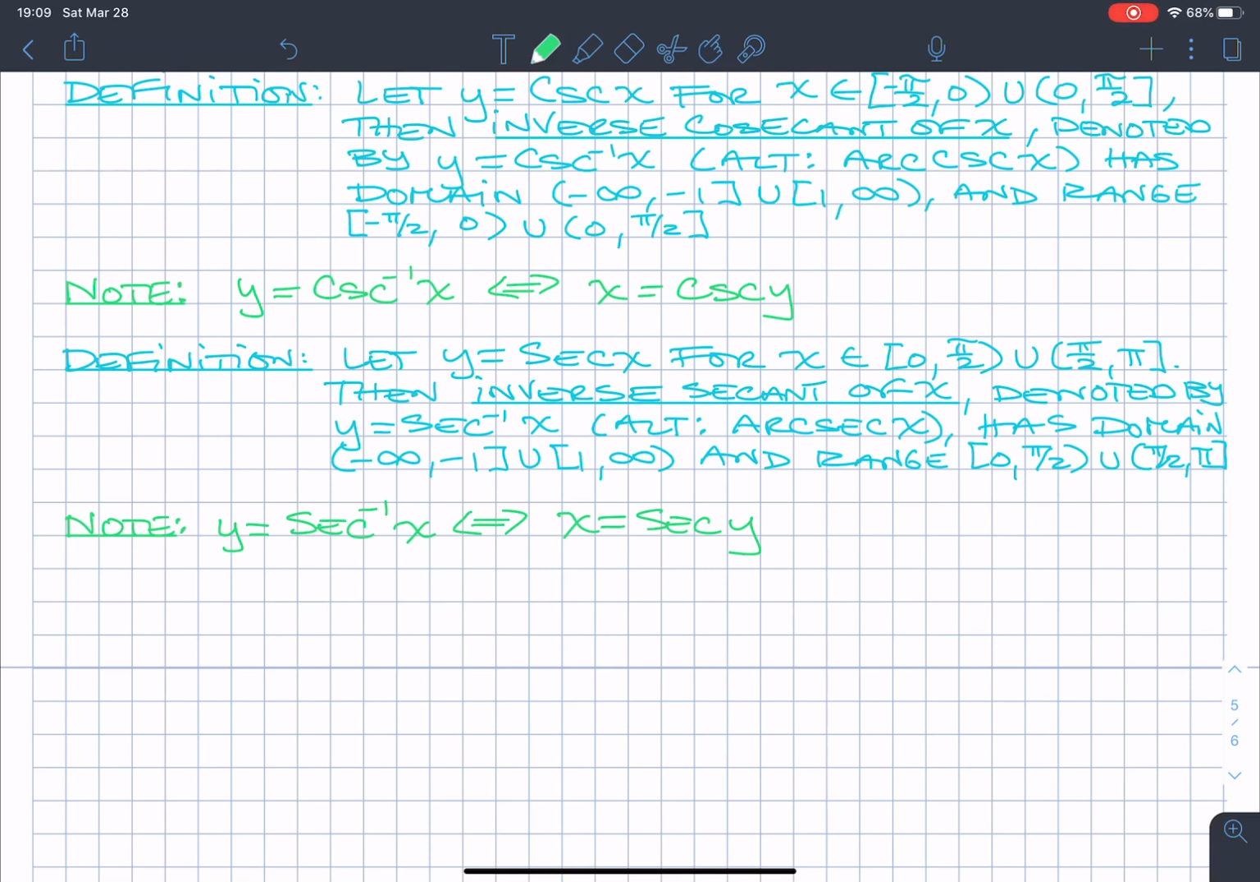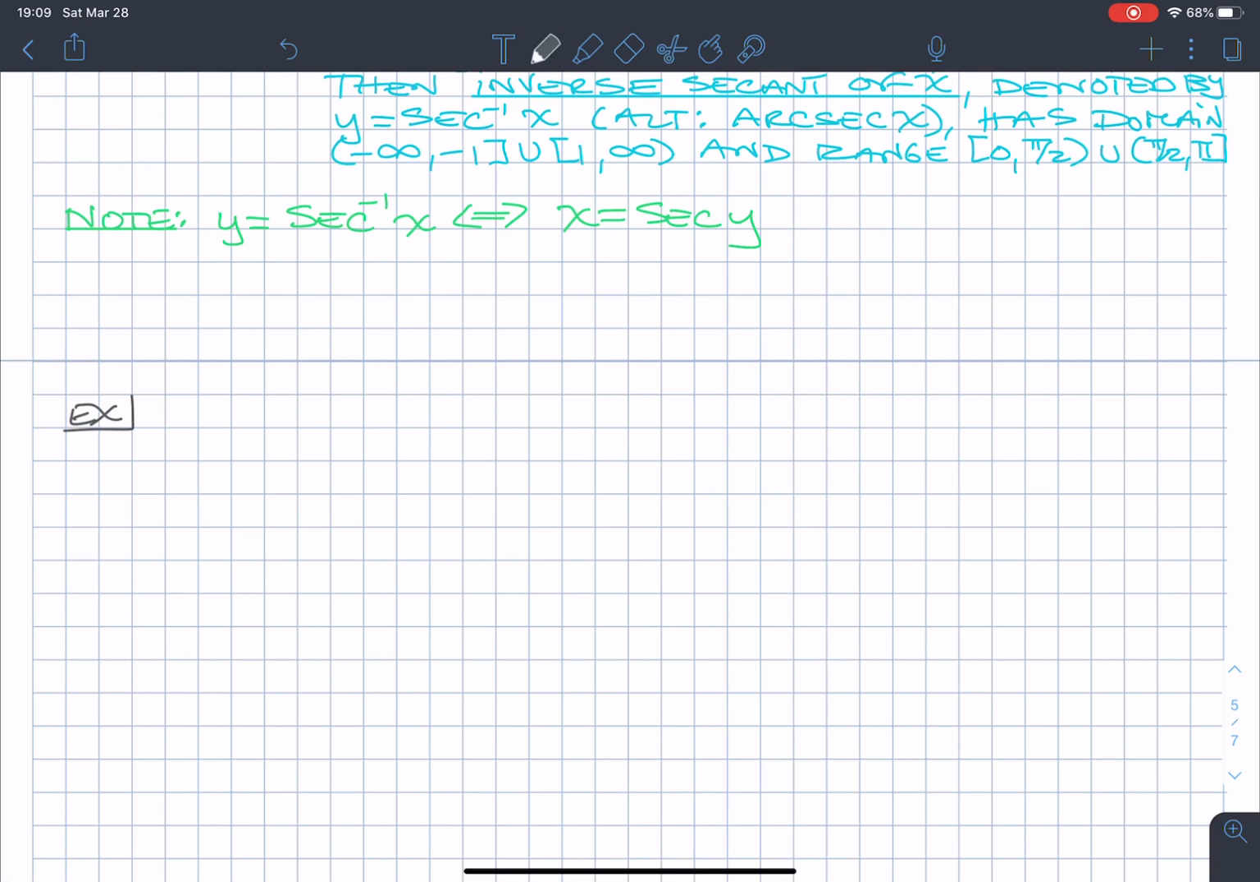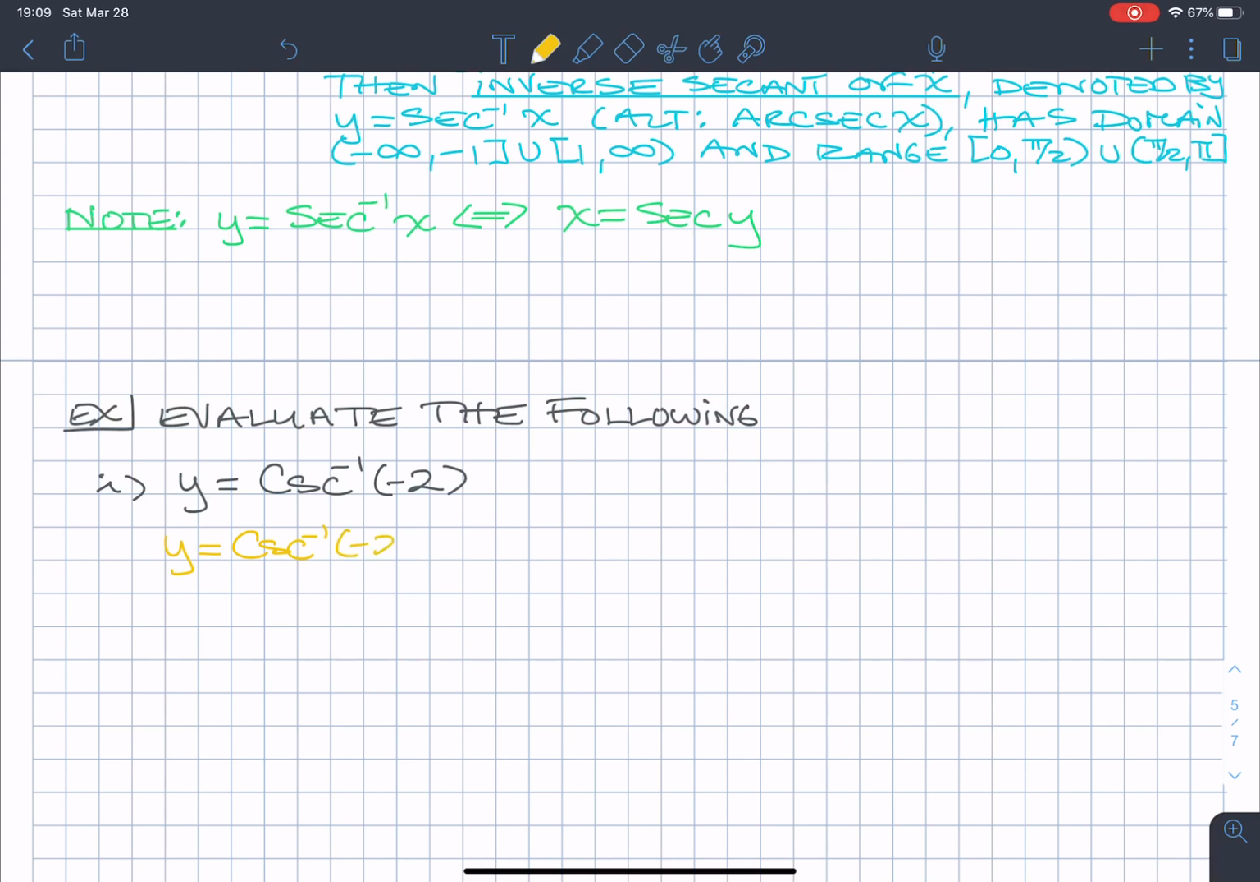Okay, so shall we do a couple problems? So for example, let's evaluate the following. Number 1, let's say we have y is equal to cosecant inverse of negative 2. So if y is cosecant inverse of negative 2, this is equivalent to saying that negative 2 is normal cosecant of y. Okay, so at what angle is sine the reciprocal, negative 1/2? Well, that would be at negative pi over 6, agreed.